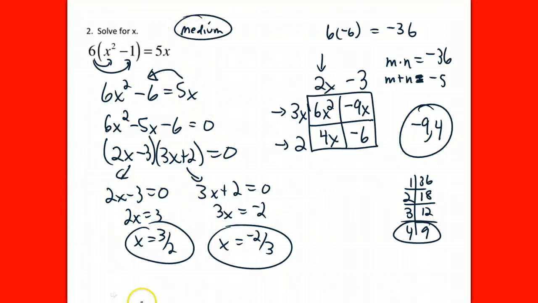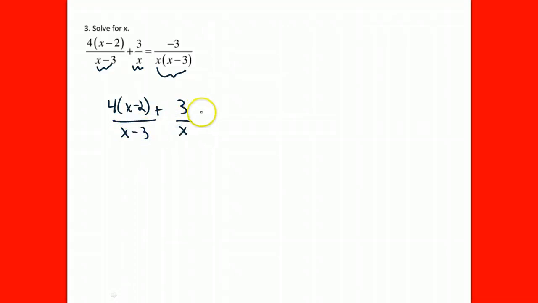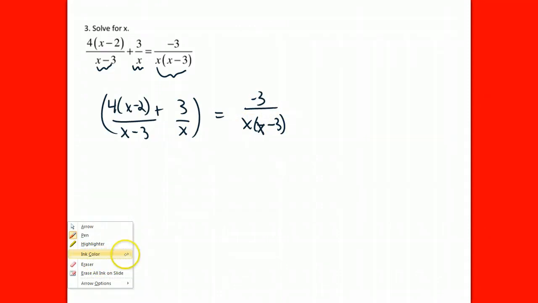Okay, great. And then finally, we have the hard question. Solve for x in this fraction question. And start off by noticing that we have x minus 3 as a denominator, x as a denominator, and their product as a denominator. And so we start this out by multiplying by that common denominator. The common denominator is their product. And so we're going to multiply both sides by their product, by x times x minus 3.